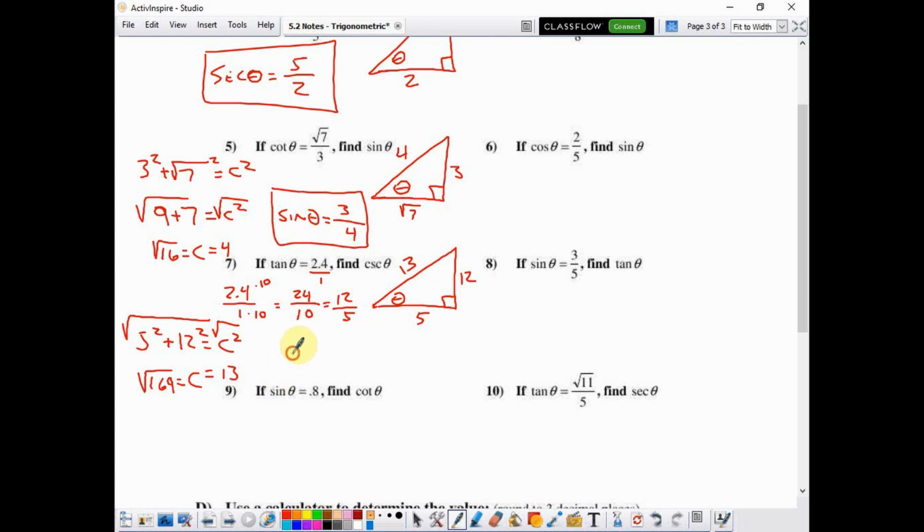So cosecant is the reciprocal of sine, which means it's hypotenuse over opposite. Hypotenuse is 13, opposite is 12.